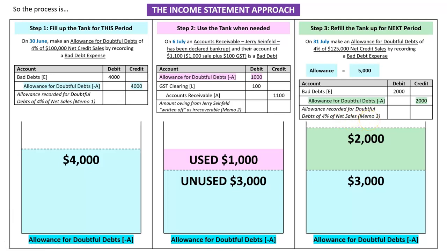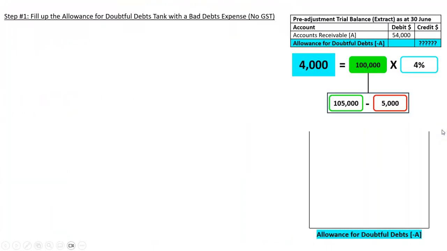So if you understand that now, you can probably skip to the next video. What I'm going to do for the rest of this video is just break down each of these steps one by one in a little bit more detail, in case you're having trouble understanding what each step actually is. But if you understand that process: step 1, fill up the tank this period. Step 2, use the tank when needed. Step 3, refill the tank for next period. That's it.